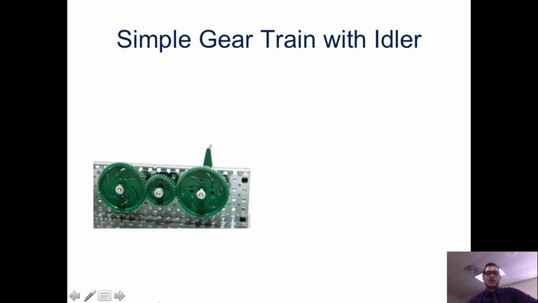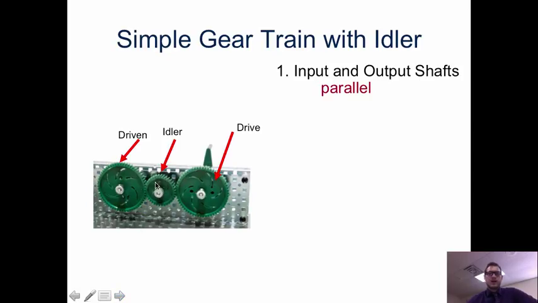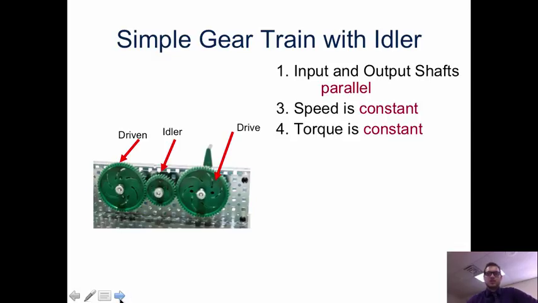Simple gear train with idler. This is something we're getting to next and we're going to build. So what's the purpose of an idler? This little gear in the middle, the idler. The input and the output shafts are parallel. The speed is constant. Torque is constant. Ratio is 1 to 1.